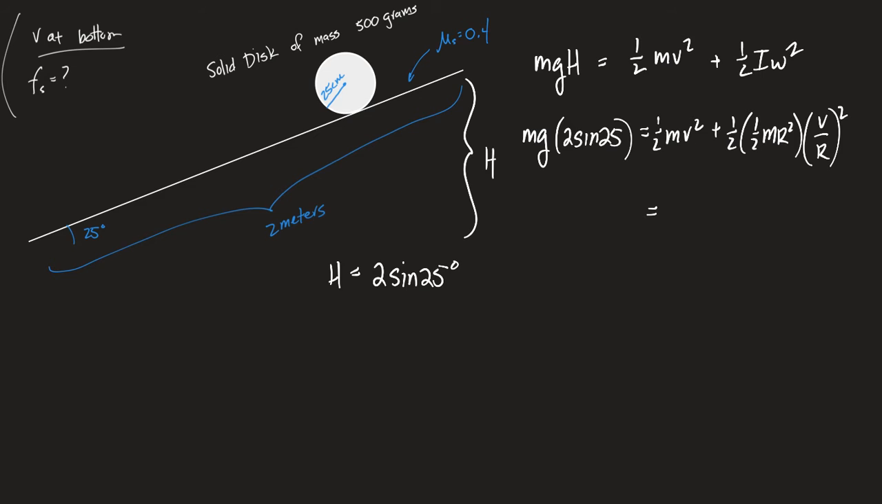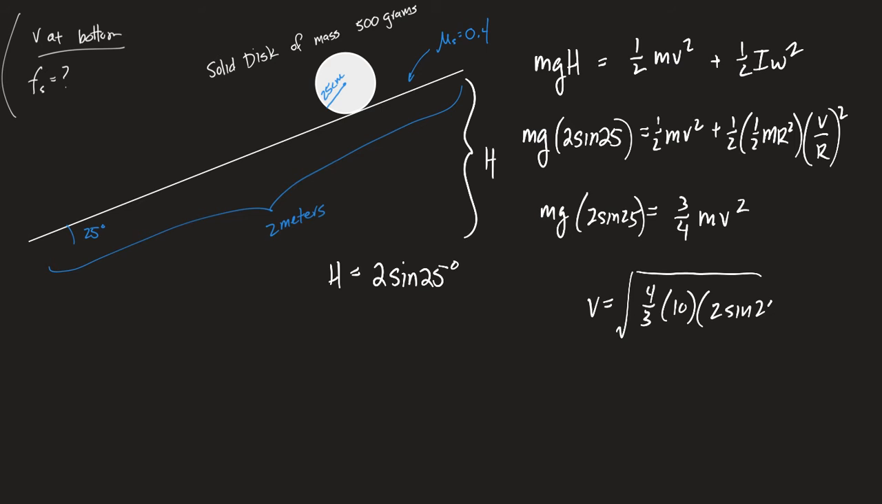So then I'm not sure what happened next, but a few of you really screwed up from here somehow. The right side ends up being 3/4 mv squared. The left side, still mg 2 sine 25. Cancel out the m's, solve for v, and you get the square root of 4/3 times g times 2 sine 25. And that ends up being 3.35. We good?